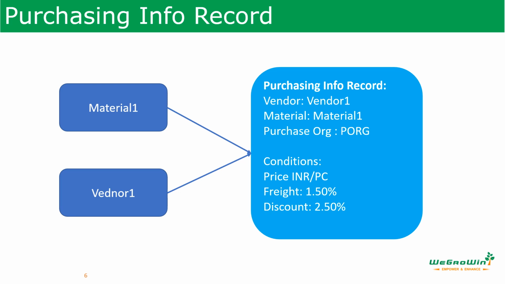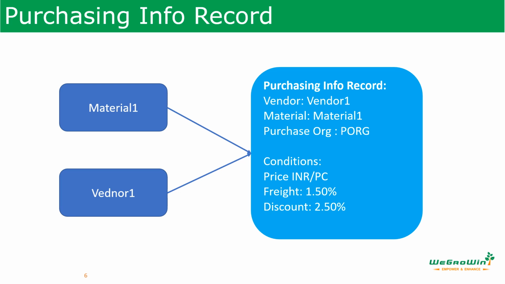Purchase info record contains concise information on the vendor and the material that a company is procuring. If one vendor is supplying three different materials, then the system has to create three info records. Similarly, if three vendors supply the same material, then we need to have three different info records.